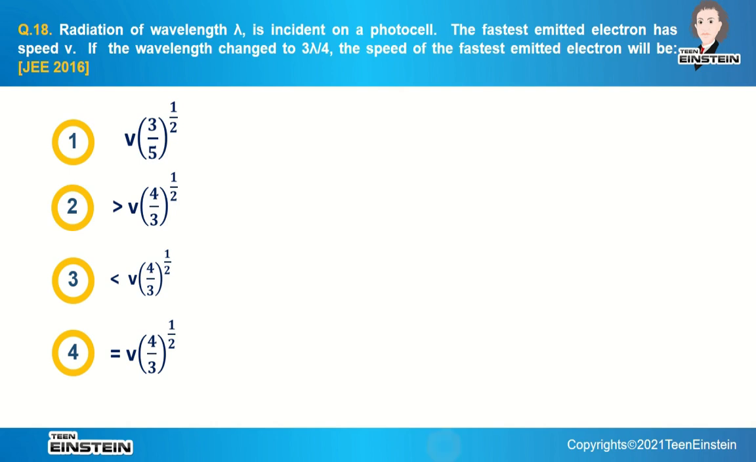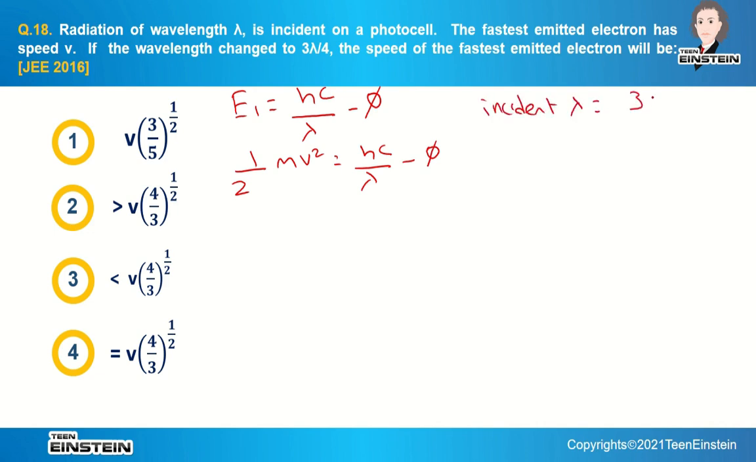So the kinetic energy of the emitted electron is given by E equal to hc by lambda minus phi. Here lambda is the incident wavelength and phi is the work function of the photocell. So it will become half m v square equal to hc by lambda minus phi. In the second case, the incident wavelength is changed to 3 lambda by 4. So here your energy E2 will become 4 hc by 3 lambda minus phi.